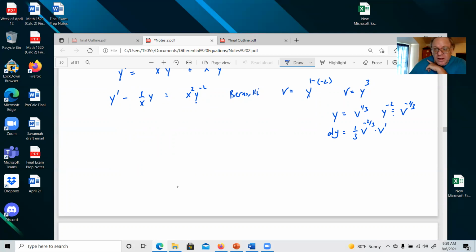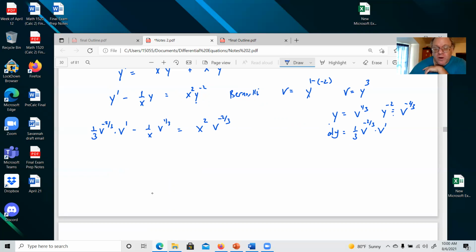Okay, so here we go. We have 1/3 v to the negative 2/3 times v tick minus 1 over x. What's y? y is equal to v to the 1/3. That is equal to x squared v to the negative 2/3. Okay, just a straight substitution, replacing all of my y's and y-related items with v's, v-related items.